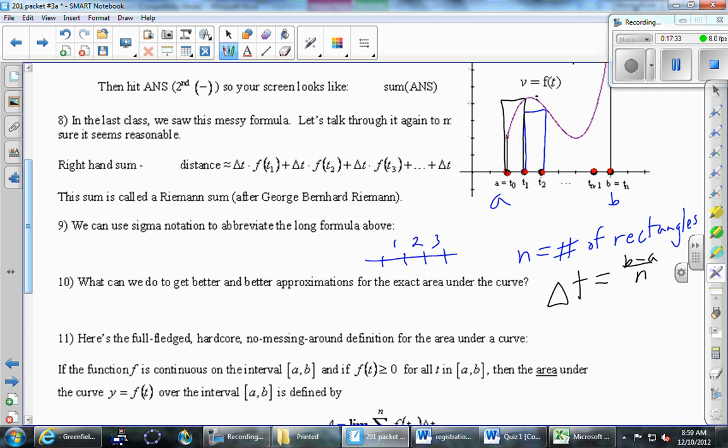And then we move over and we do it again. Between t1 and t2, which is the one that gave us the height? t2. We go up to the curve, which means f of t2 is that magic height. The width is still delta t. f of t2 times delta t is the area of the second rectangle. And then we keep going all the way until the end, and it actually got cut off a little bit by my picture. Sorry about that. This should be f of tn times delta t right next to that last one.